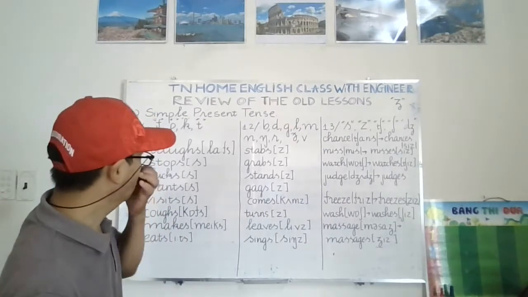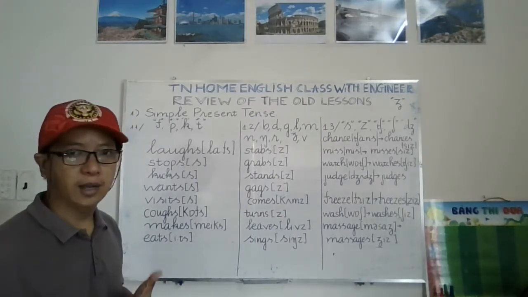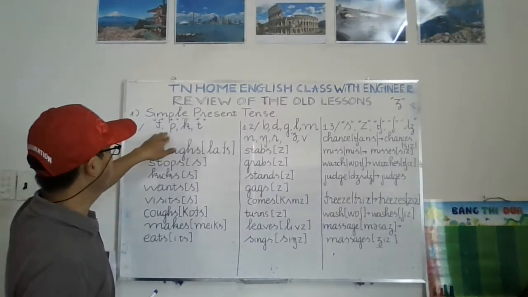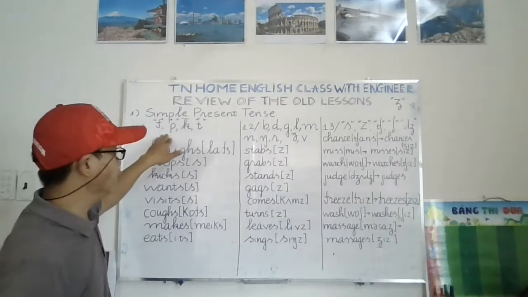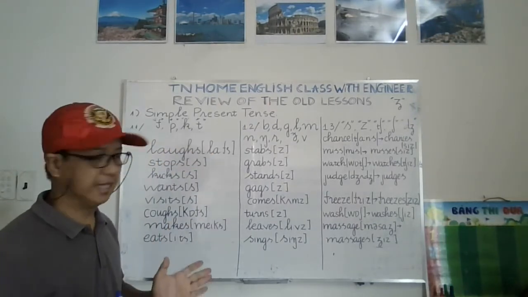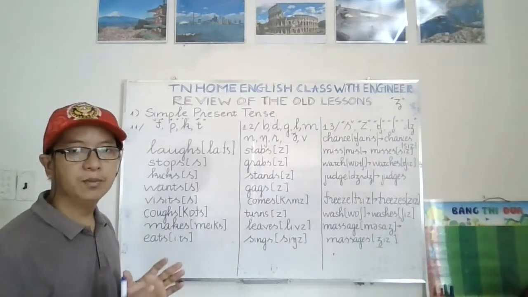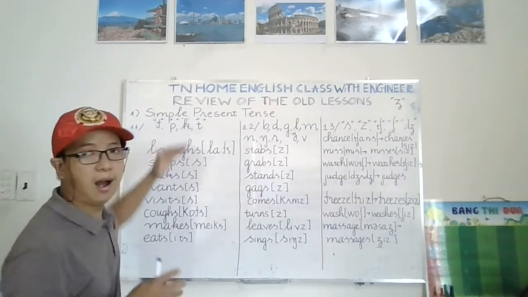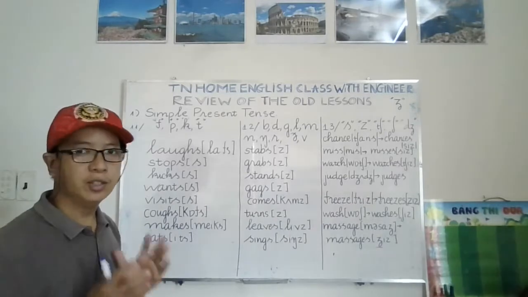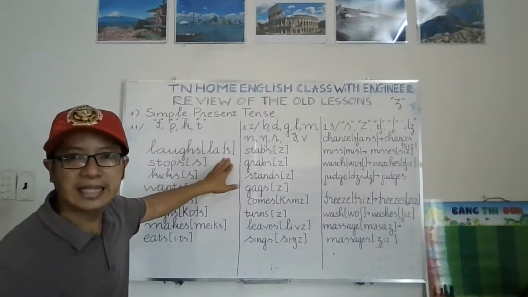Before we skip to the base verb ending Y, I remind you again. If the base verb ends with voiceless sounds, we add S, and the suffix S is pronounced as an unvoiced sound because they are unvoiced sounds. So the suffix is also pronounced in unvoiced sound.